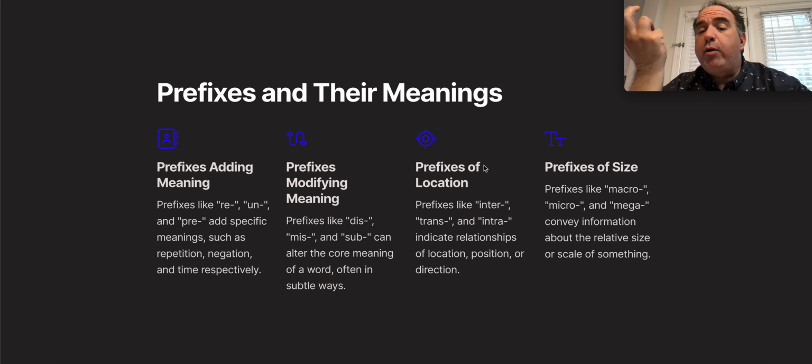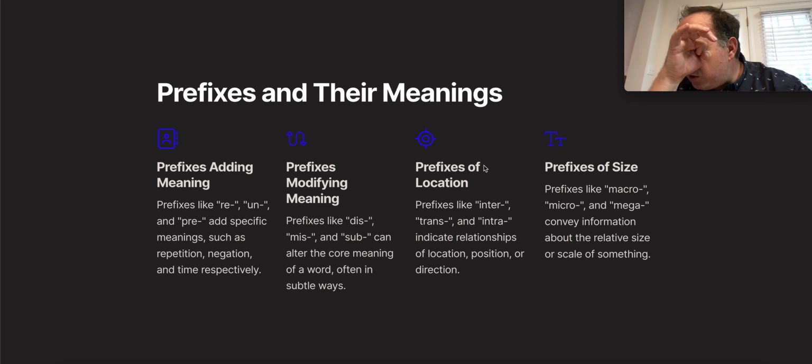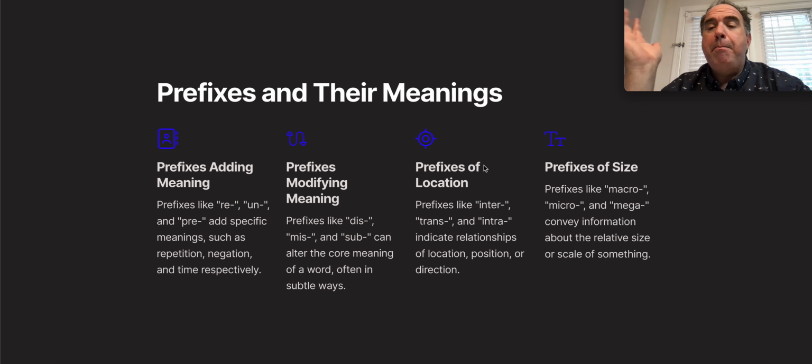So you have macro, micro, and mega. These give sizes. Microscope looks at very small things. Macroeconomics is wider things. Megalodon, no, that's just a huge shark. Well, that's big. Mega is big. So all of these will give you clues about what the word's talking about. Is it talking about size, location, meaning, or adding meaning?